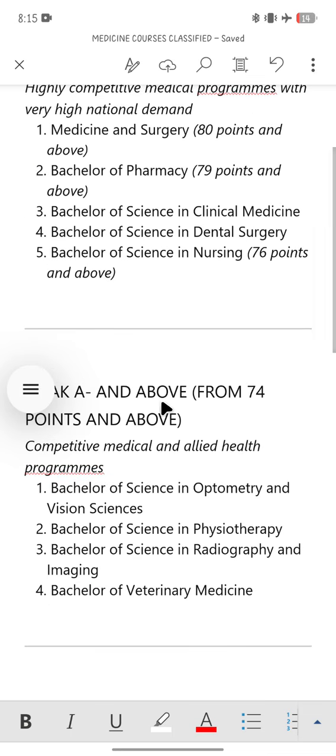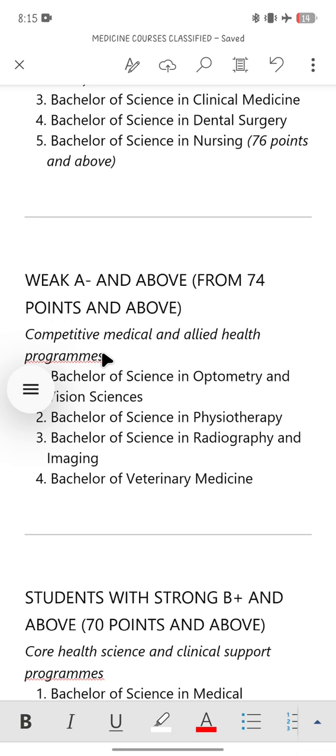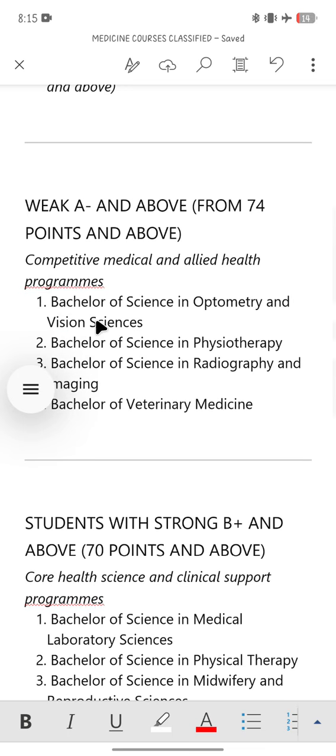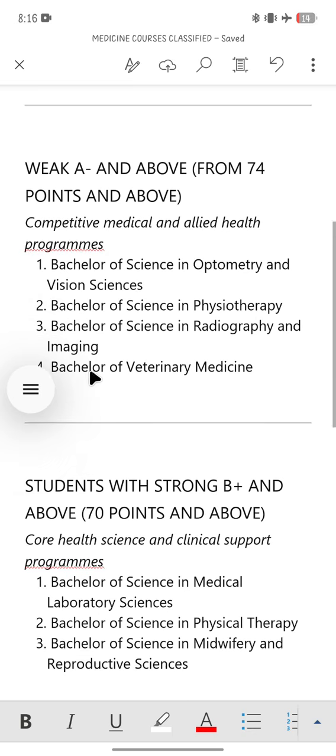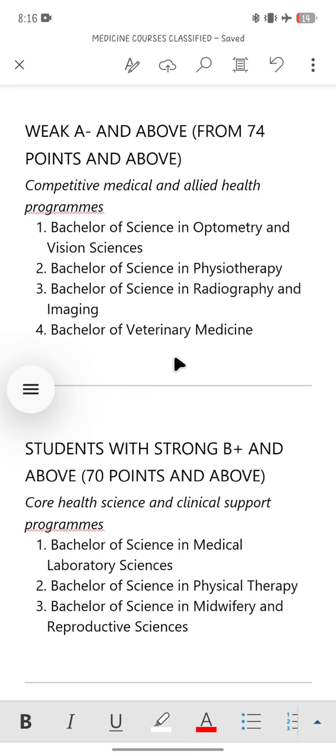Those students with weak A minus and above, that is students with 74 points and above, can do the following courses. Number one, Bachelor of Science in Optometry and Vision Sciences, Bachelor of Science in Physiotherapy, Bachelor of Science in Radiography and Imaging, and Bachelor of Science in Veterinary Medicine. So with 74 and above, you can qualify and you can choose a university that meets your cluster points and make sure that you go to school.